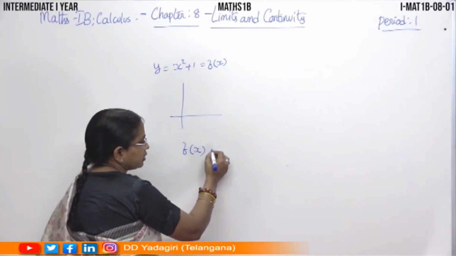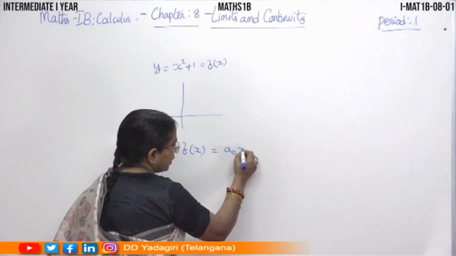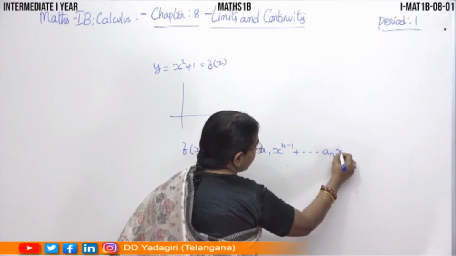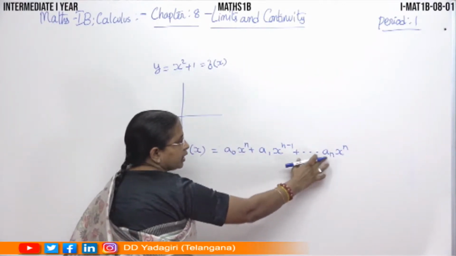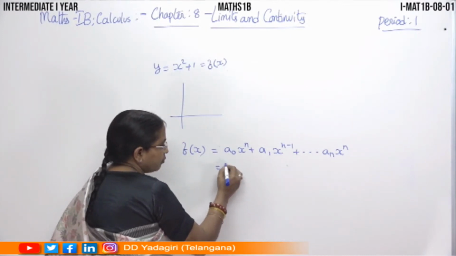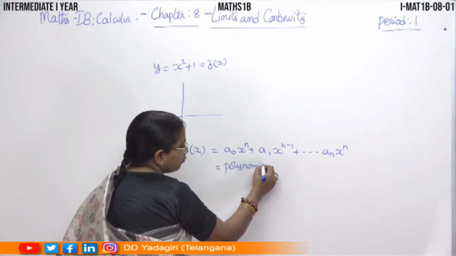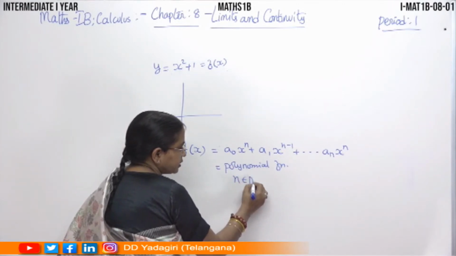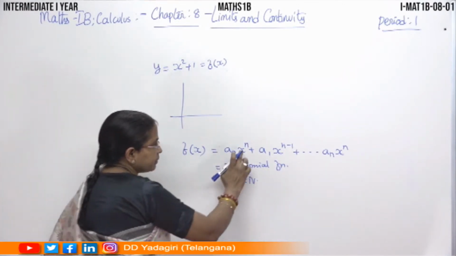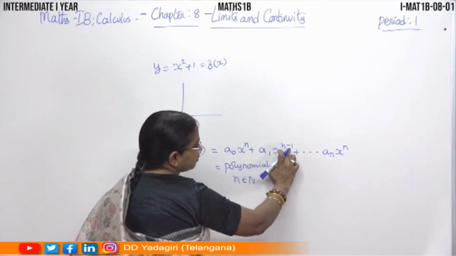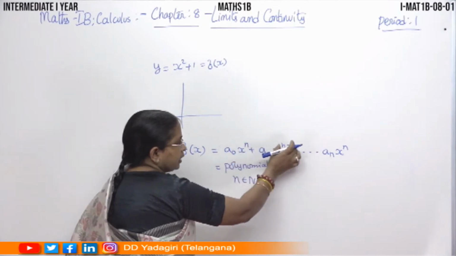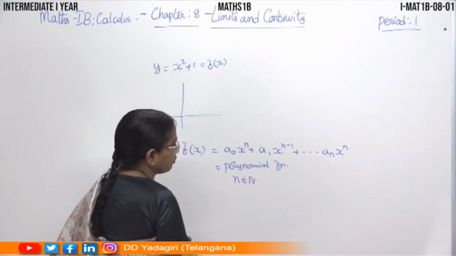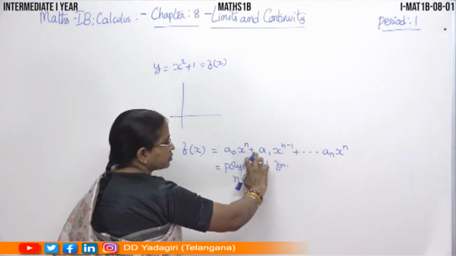So f of x is equal to, suppose I have a naught x to the power n plus a1 x to the power n minus 1 plus, and so on, plus a n. This is the general form. a naught, a1, a n are all real numbers. Then this is called a polynomial function, where n is a natural number. All these powers should be integers only. They cannot be fractions or negative numbers. They should be non-negative integers, all these powers.